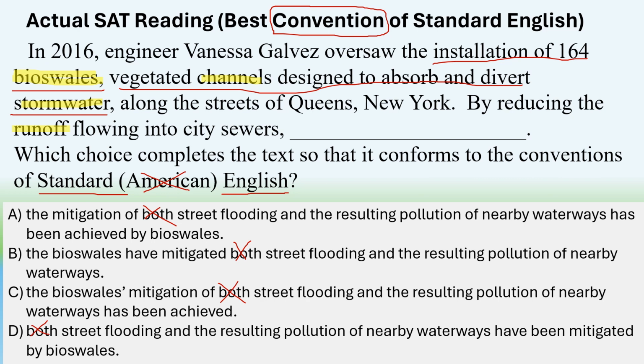But when you read it, the mitigation of street flooding and the resulting pollution of nearby waterways has been achieved by bioswales. So you have a verb form here, resulting pollution. This kind of turns into an adjective, and this is a noun. So you don't have something called parallel structure. And I'm putting those two lines here because when you're reading this, you kind of need parallel structure.